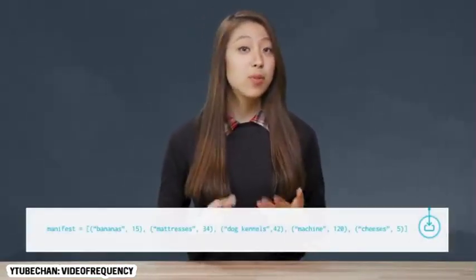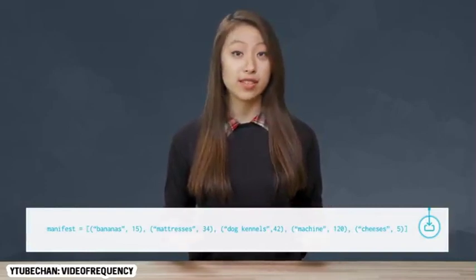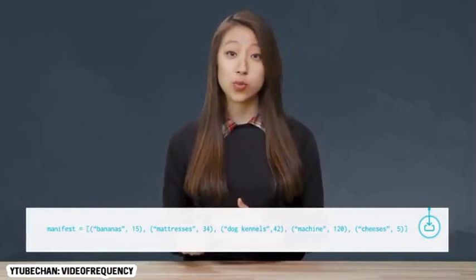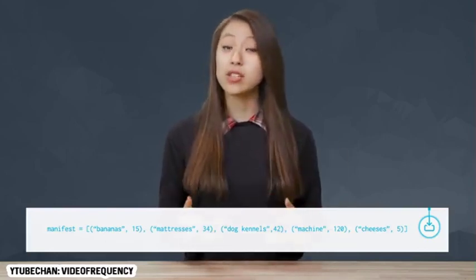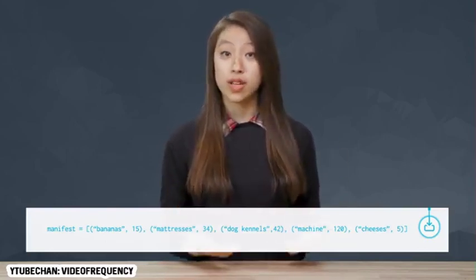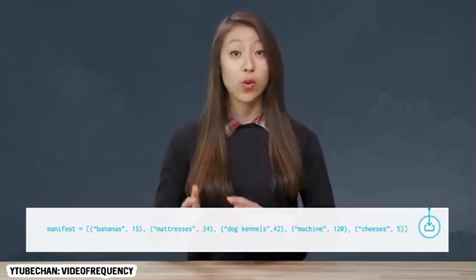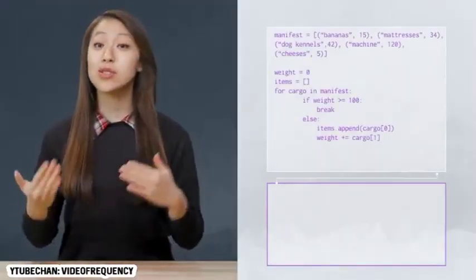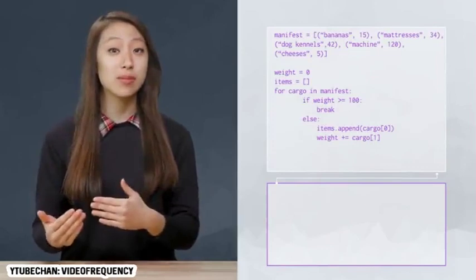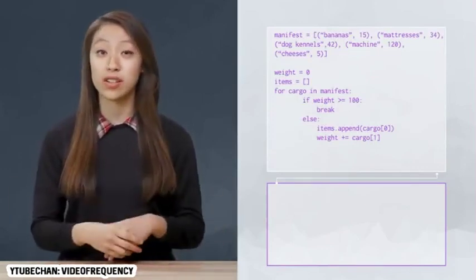For example, suppose you want to load a cargo ship with a list of items called manifest. This list contains tuples of items and their weights. Ideally, you would like to load all the items on the ship, but the ship has a maximum weight capacity. Therefore, when the ship's capacity is reached, you want to stop loading. To accomplish this, let's use a for loop, loading each item and keeping track of the weight of all the items we have loaded so far.